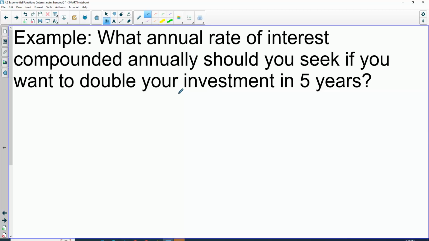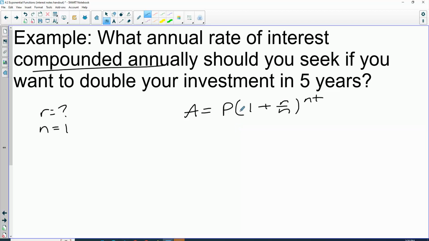What annual rate of interest? So I am looking for my R. Compounded annually, so that tells me what? And it's just the 1 time a year. Should you seek if you want to double your investment in 5 years? So did I tell you A or P? No. There's a couple ways you could do it.